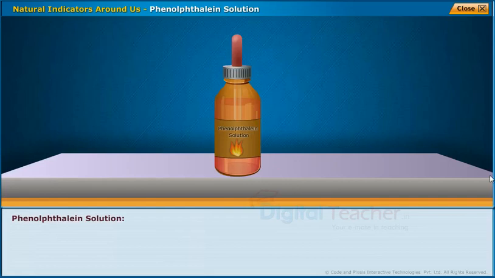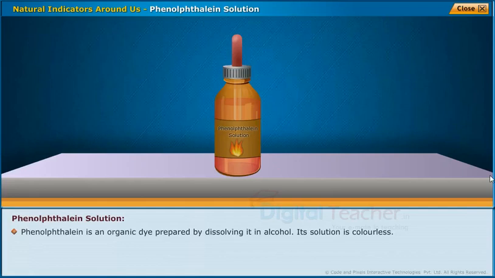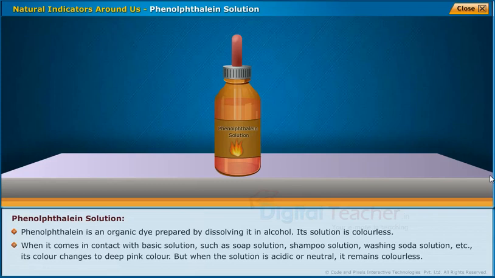Phenolphthalein solution. Phenolphthalein is an organic dye prepared by dissolving it in alcohol. Its solution is colorless. When it comes in contact with basic solution such as soap solution, shampoo solution, washing soda solution, etc., its color changes to deep pink color. But when the solution is acidic or neutral, it remains colorless.